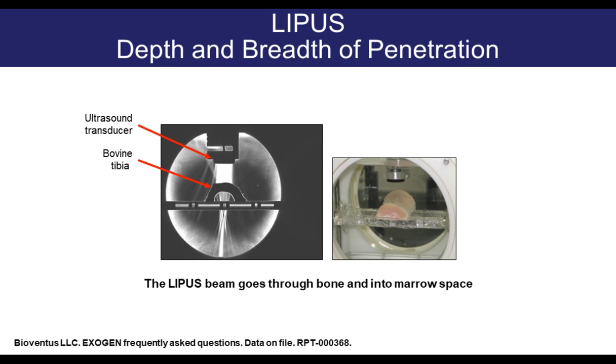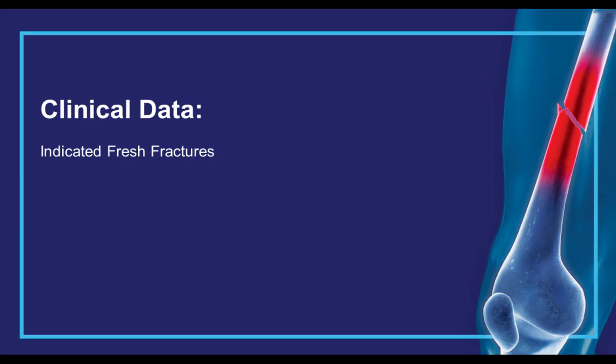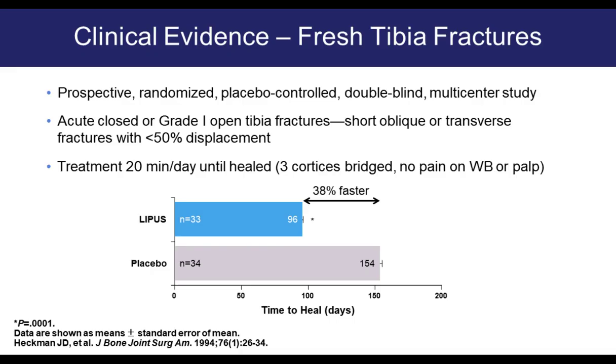I'm going to walk through some of the clinical data for LIPUS. We're going to start with fresh fractures, and then we're going to look at nonunions. So this is the clinical data on indicated fresh fractures. This is Heckman's study from JBJS in '94. Remember about the level of evidences we were talking about earlier for non-union, and it's up to you to decide if you think these studies are well designed or not and what level they are.